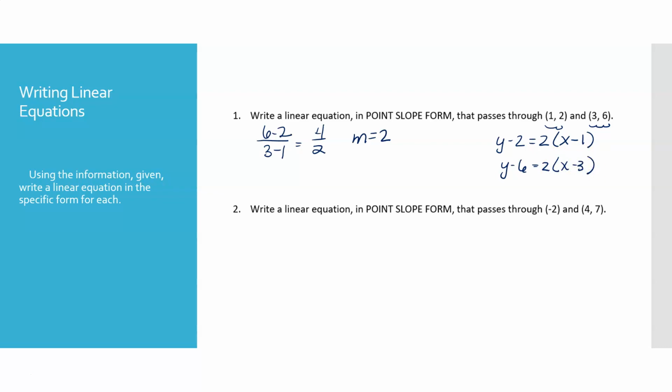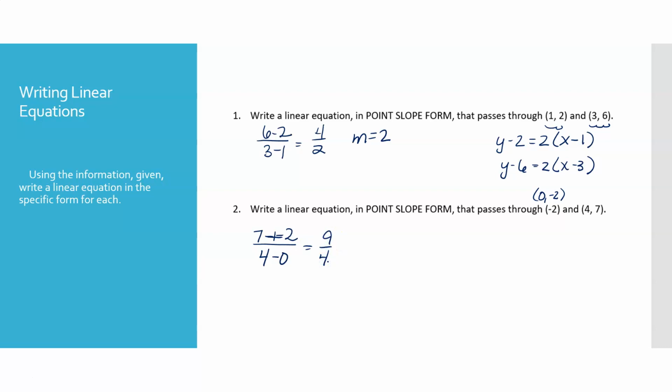Number 2, write a linear equation in point slope form that passes through, this should be 0, -2, and 4, 7. So let's find our slope first. I have 7 minus -2 over 4 minus 0, which gives me 9/4.